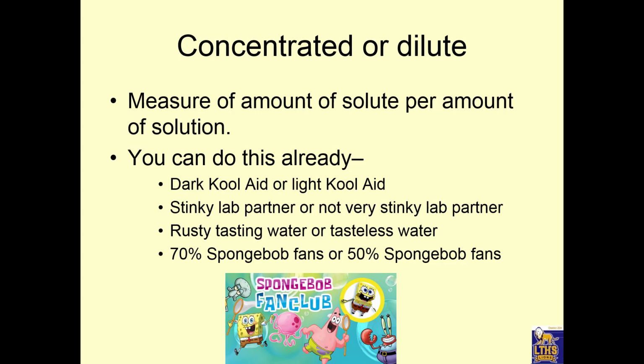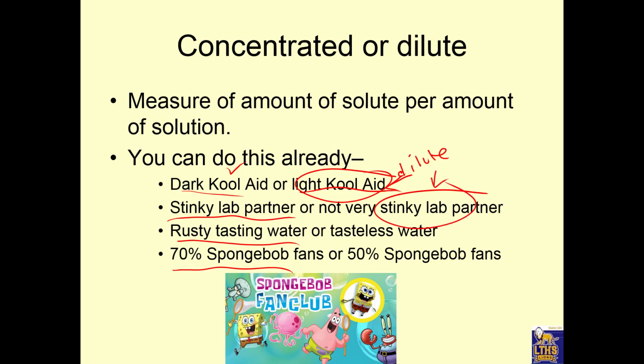Which one is more concentrated, dark Kool-Aid or light Kool-Aid? Dark is more concentrated, higher concentration. Higher concentration of rust in the water. Higher concentration of SpongeBob. Dilute. Dilute because you can't taste the rust. It's a little bit more diluted.